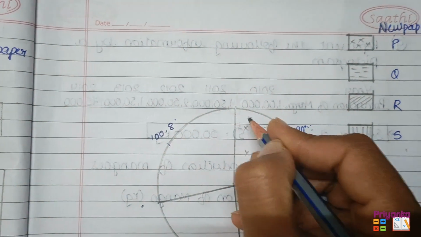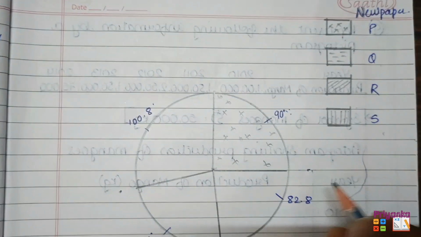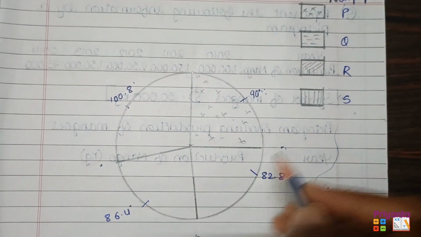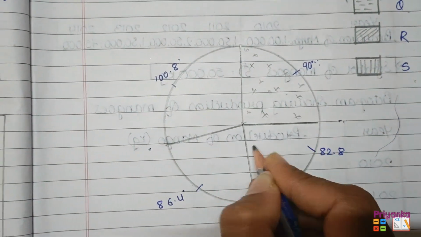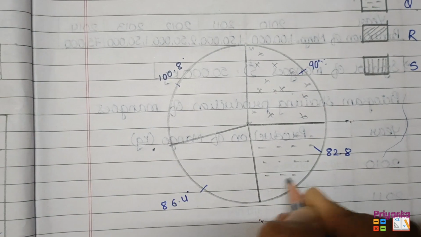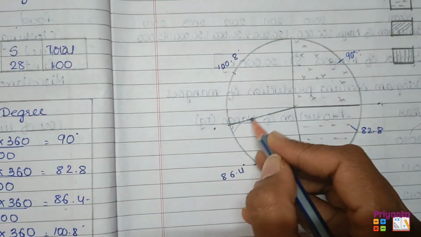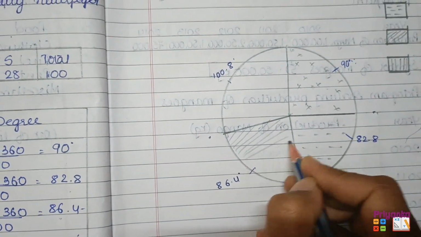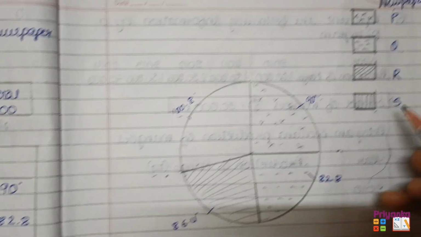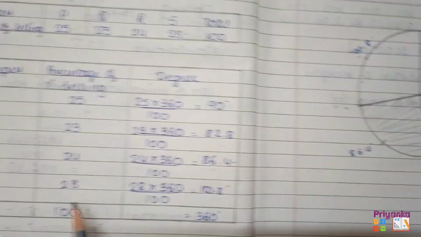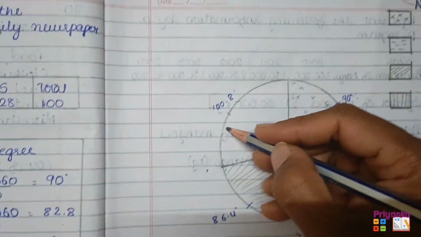You people prepare it neat and clear, as I'm using my one hand, so it would look a little rough. For Q, it is 82.8 degree, which I made a mark something like this. For newspaper R, that is a slanting line, and for newspaper S with the straight line with the 100.8 degree.